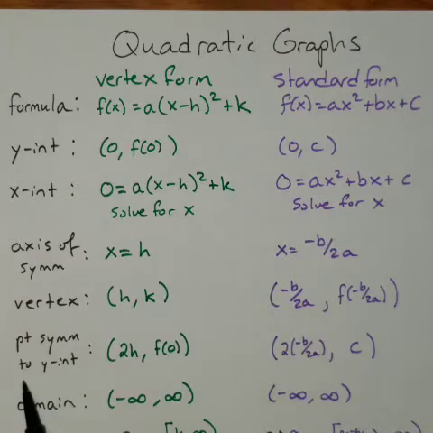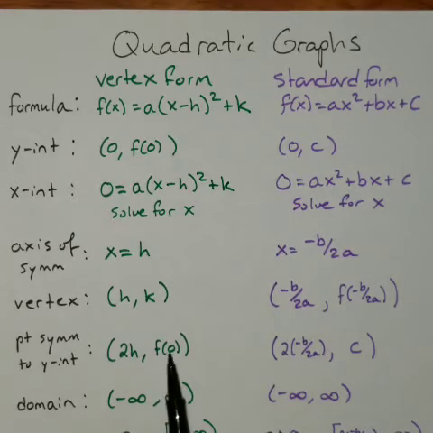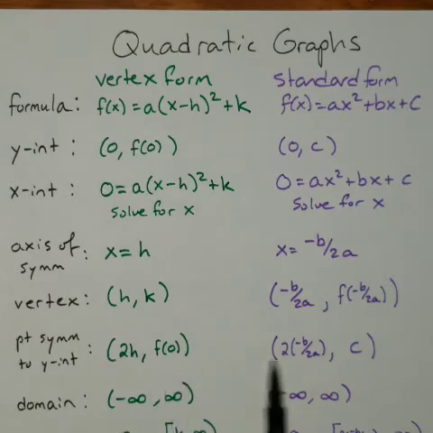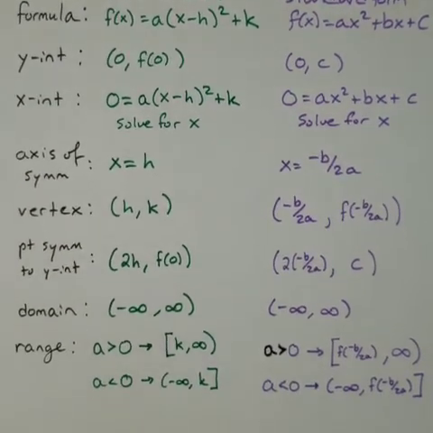The point symmetric to the y-intercept, well, that one, remember, is always double the h value, and then we use for the y value the original y-intercept. Over here, you double the h value. Well, the h value in the standard form is at negative b over 2a, and then you use the c from the y-intercept. Domain is going to be all real numbers in both cases in any quadratic function.